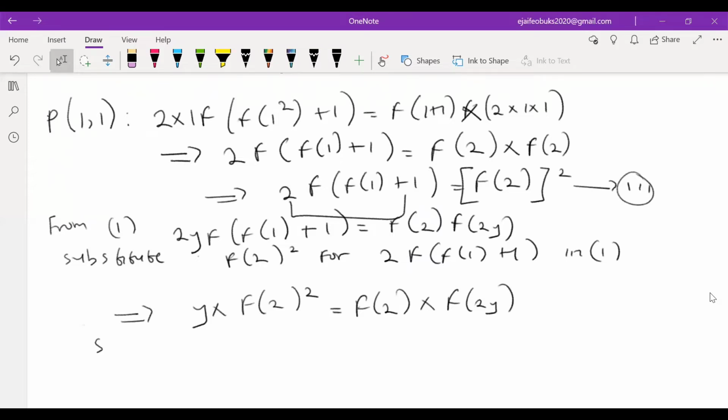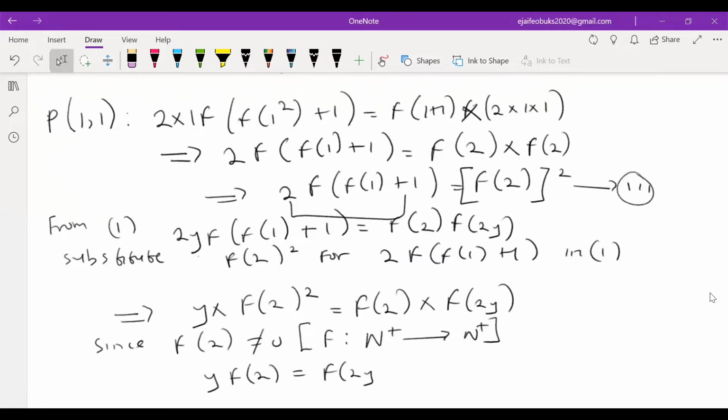And since f is from positive integers to positive integers, f of 2 is not 0. That means y f of 2 has to be equal to f of 2y. I just basically divided by f of 2. Let me come back here so you can see why. This means that y f of 2 all squared is f of 2y, and since f of 2 is not 0, I divide through by f of 2. I have that y f of 2 is equal to f of 2y.